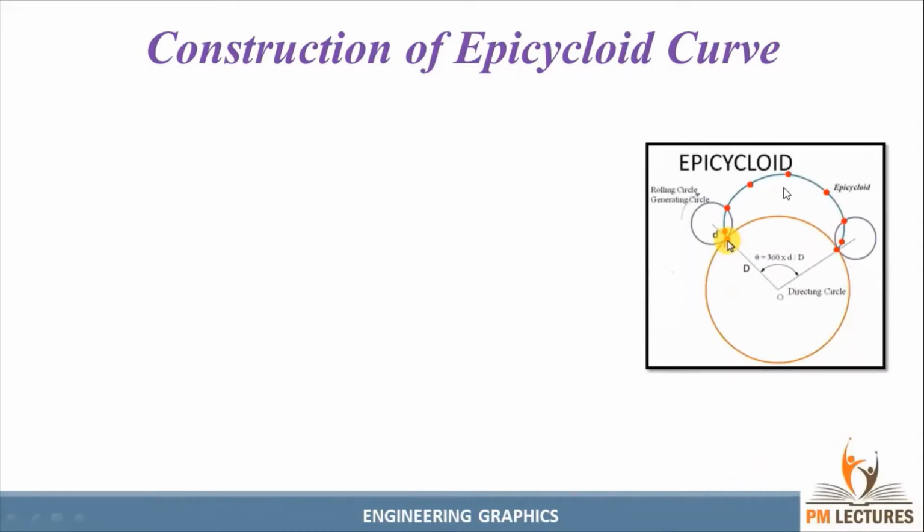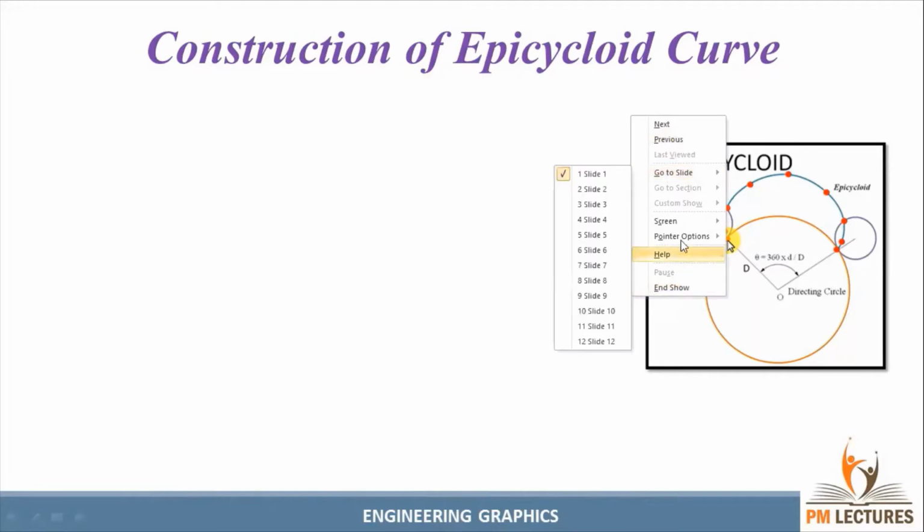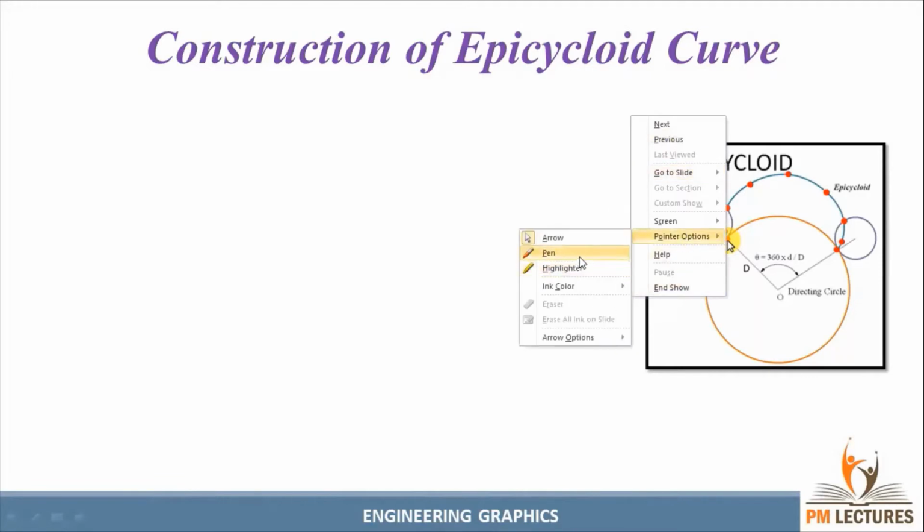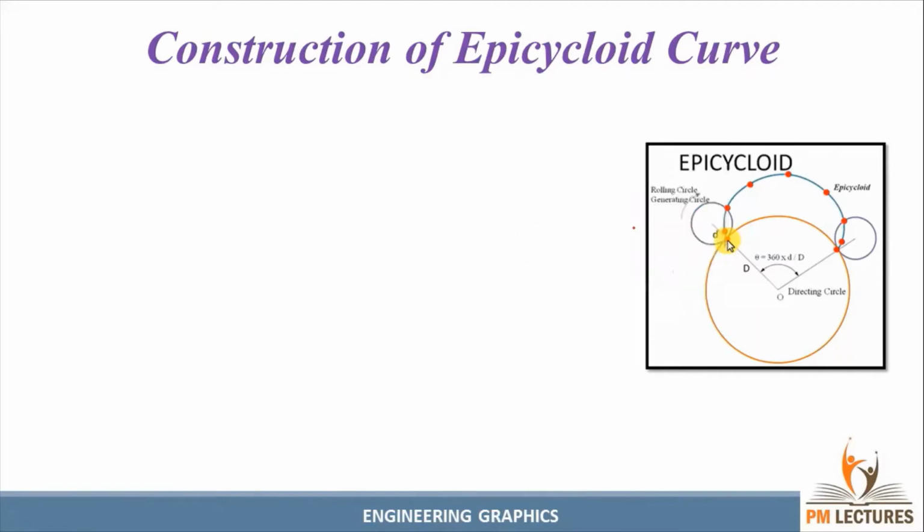So from the question, how can we identify the epicycloid curve? We need to identify two things from the question. The first one, in the question paper, they should provide the two diameters or not. We need to verify it. That is the first step: we need to identify whether the two diameters are given or not. If they're given, one is the larger diameter and another one is the smaller diameter. So the first step is over.